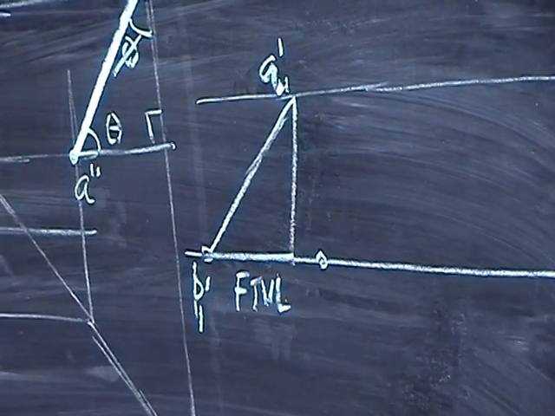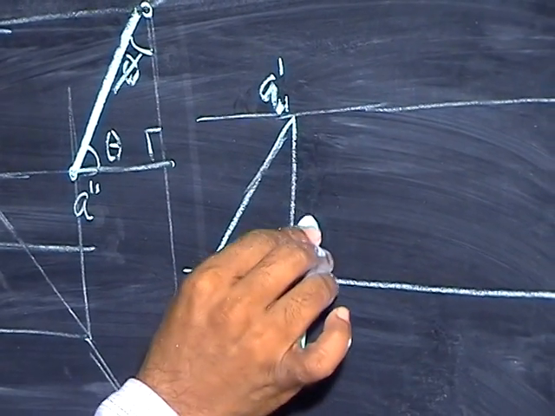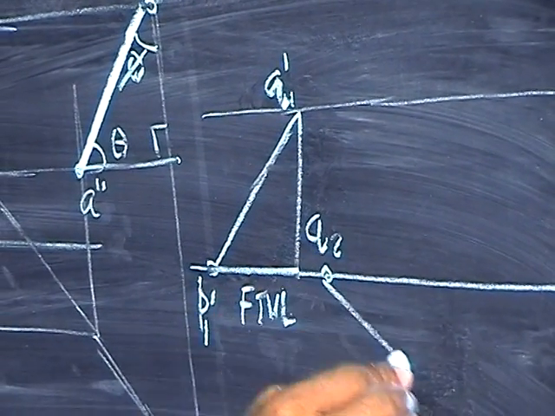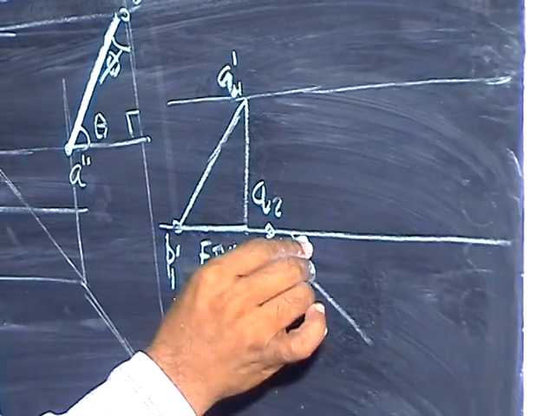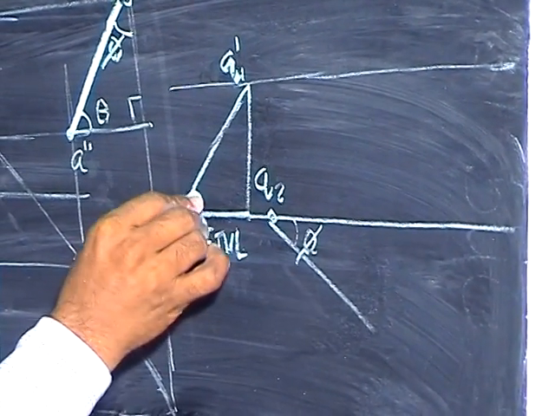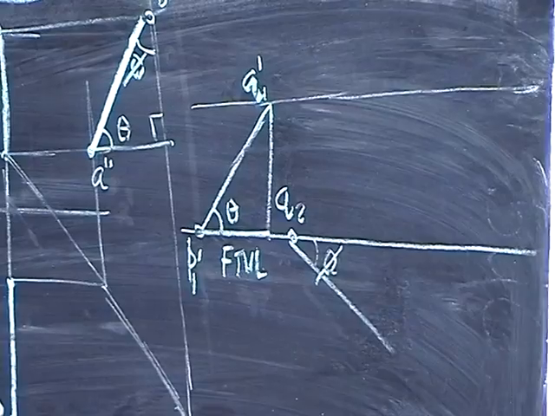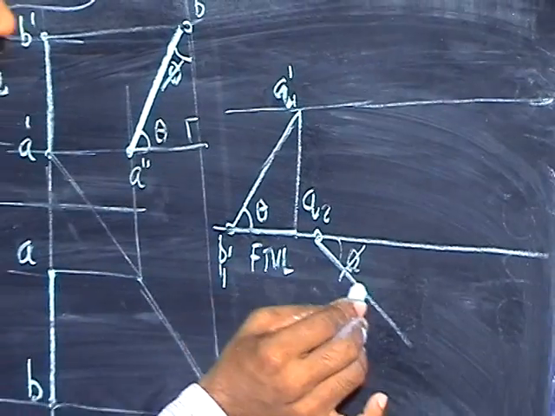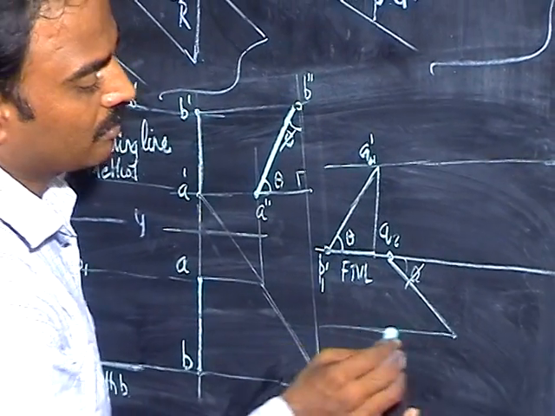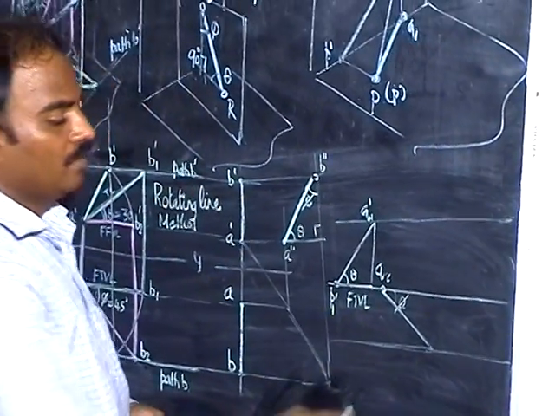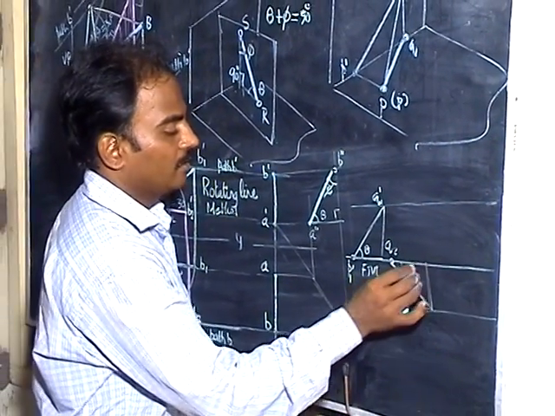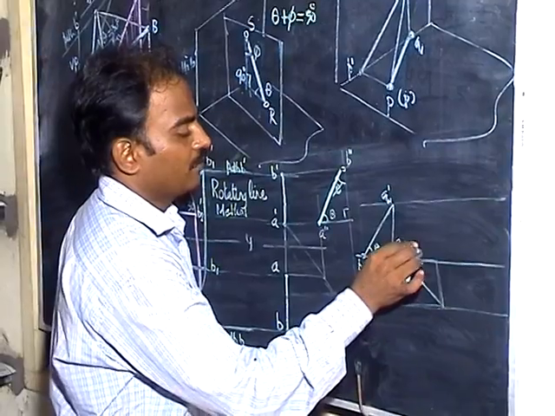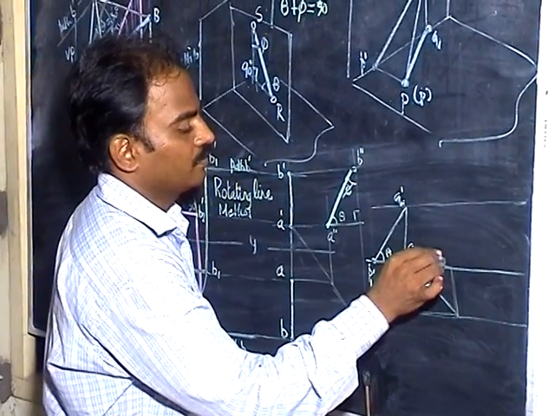Similarly, take one more point, Q2. Put the other angle, pi. This angle is theta. This angle is pi. So you get another path for B. Again, you are getting the reduced length. This is the final front view length.